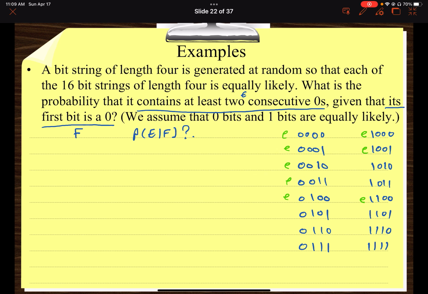Now for F, what is F? F says that the first bit is a 0. Which ones here have the first bit 0? All the first column, right? The left column. So basically, all these belong to F.